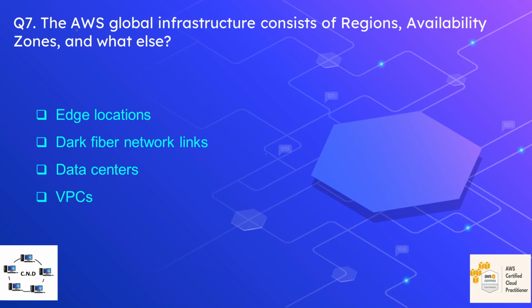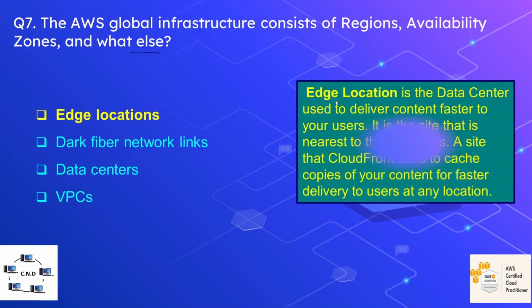Question number 7 is: the AWS global infrastructure consists of regions, availability zones, and what else? The options are option A, edge locations, option B, dark fiber network links, option C, data centers, and option D, VPCs, virtual private clouds. And the correct option is edge locations. And what are edge locations? An edge location is basically a data center used to deliver content faster to the user.